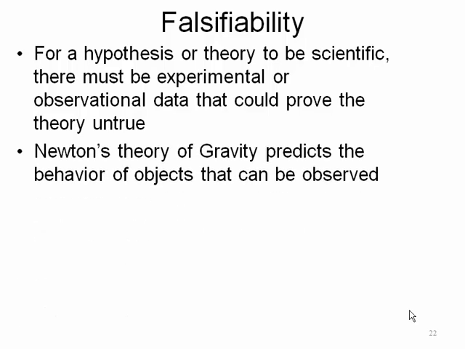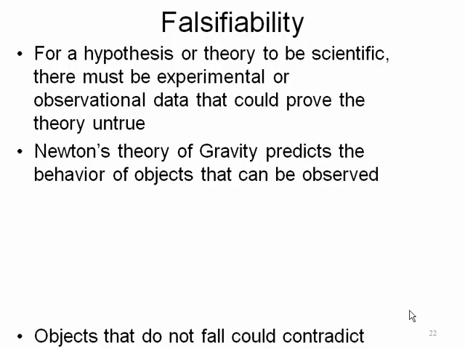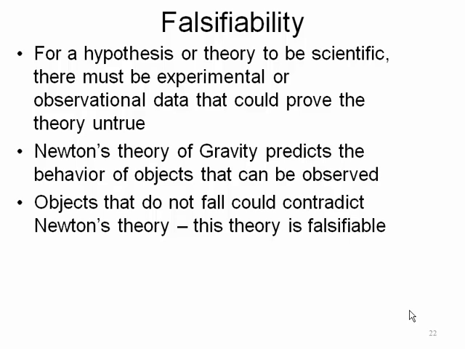An example would be Newton's theory of gravity, which predicts the behavior of objects, depending on their mass, how they'll behave relative to one another. And this behavior can be observed and quantified. So it's possible that objects that do not fall, if that were to occur, could contradict Newton's theory and thus make his theory falsifiable. We haven't encountered those conditions to date, but it certainly could be a possibility in some situation or technology in the future.